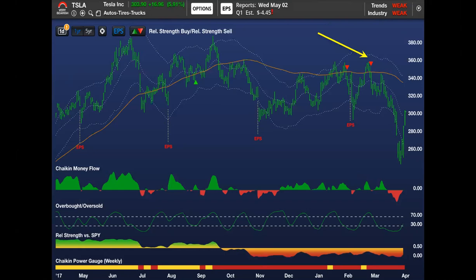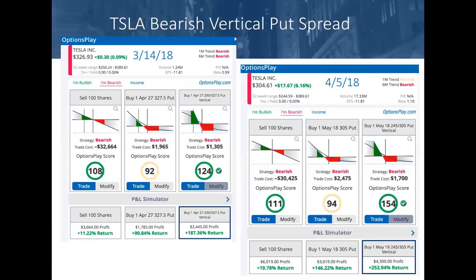That made a, as you'll see in a minute, vertical bearish put spread that we talked about on a webinar just 3 weeks ago very profitable. And there's another opportunity setting up here, in my opinion, as the stock rallies above its 21-day average today, to put on another put spread.